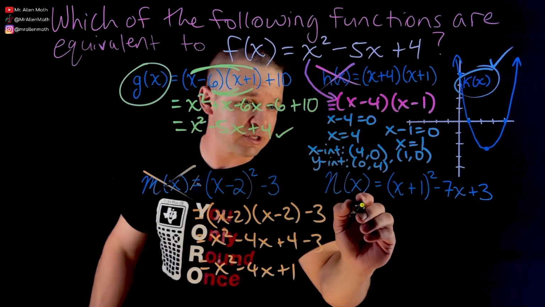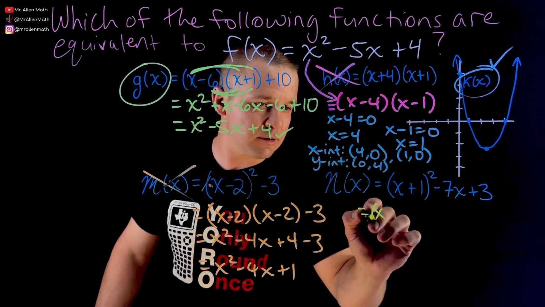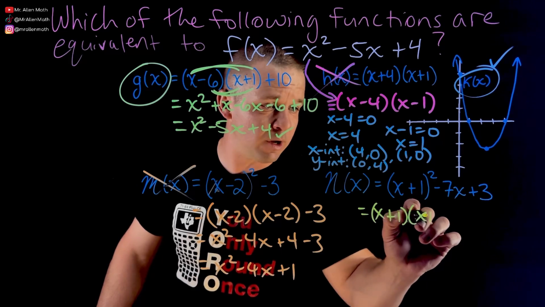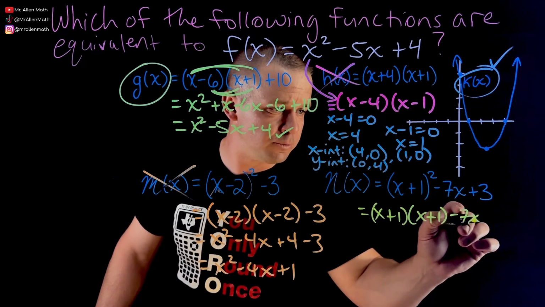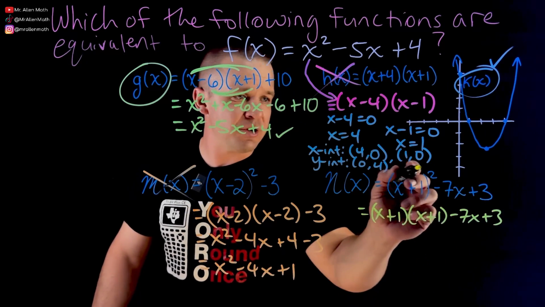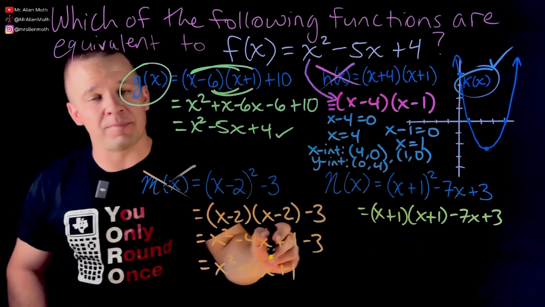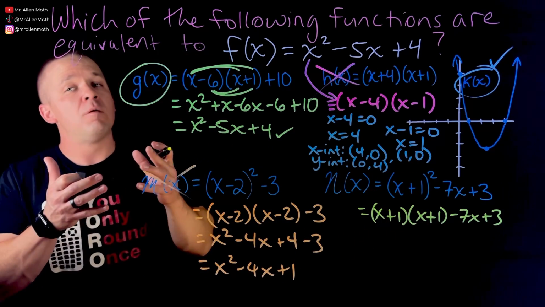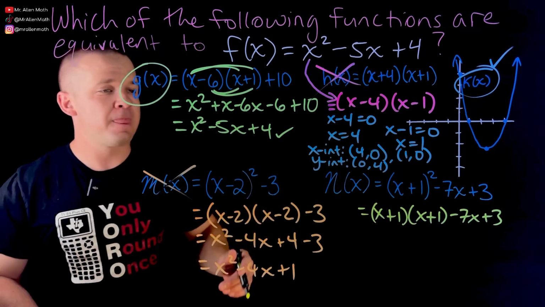Let's multiply it out just like we did here. I have x plus 1 times x plus 1. A common mistake here, guys, is to think you can distribute in your exponent of 2. You can't do that with a binomial. You can only do that if it's just multiplication inside the parentheses, okay?